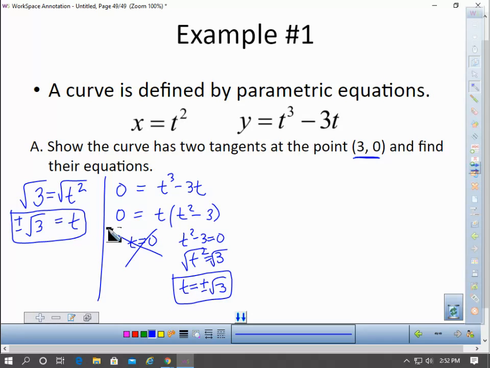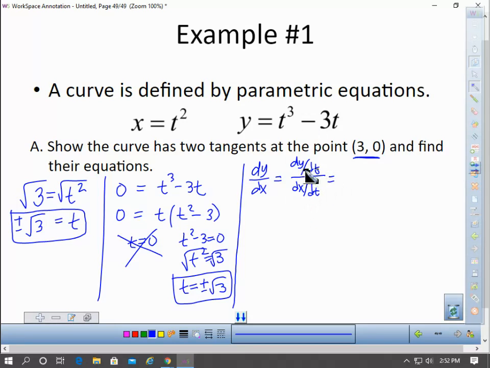In order to find their equations, I need a point, which I already have. The point is (3, 0). And then I need my slope. So all I need to write the equations now is slope. That's the last thing I've got to find. So how do we find the slope? Well, that's your dy/dx. And we know to do that, we need dy/dt divided by dx/dt.